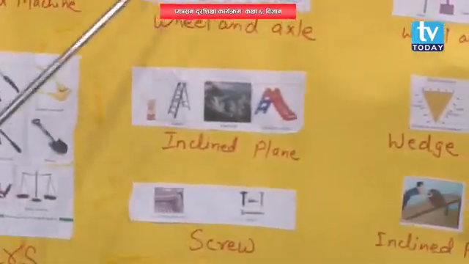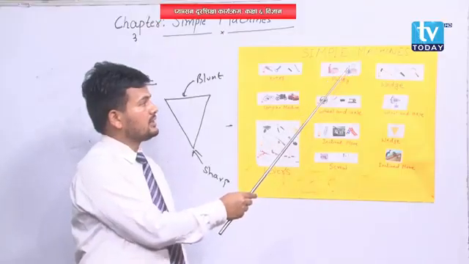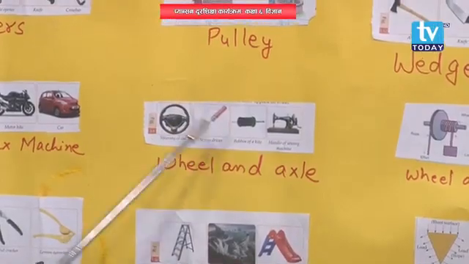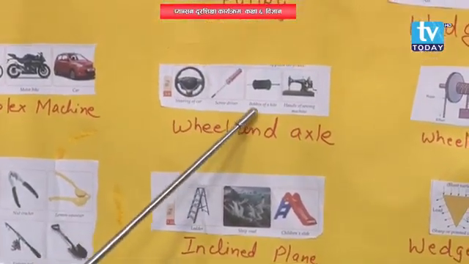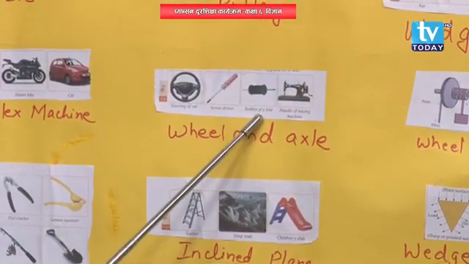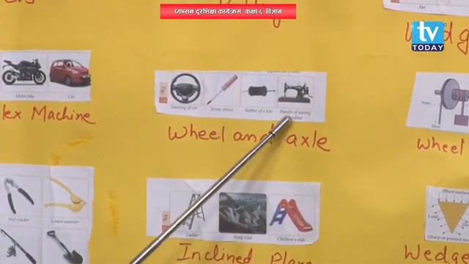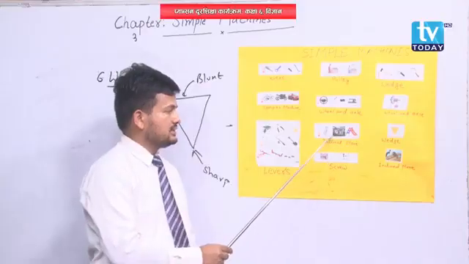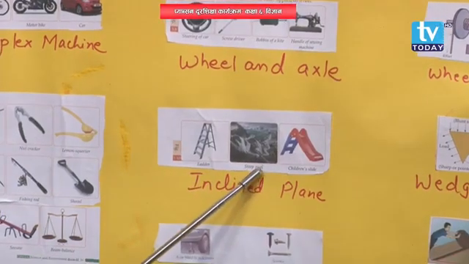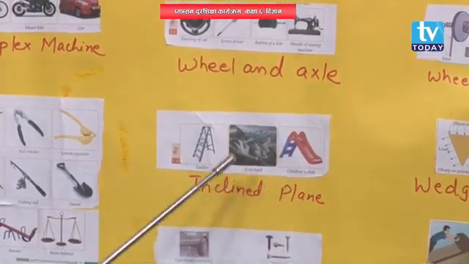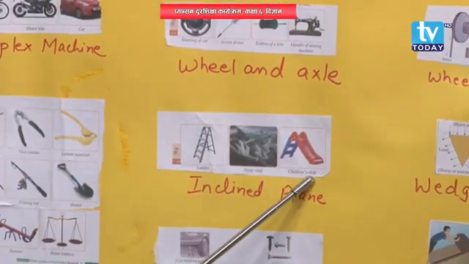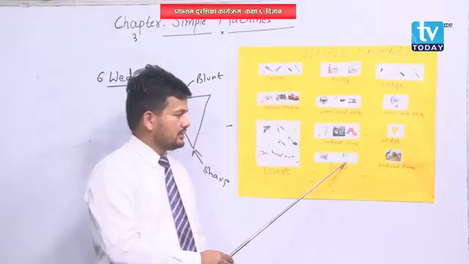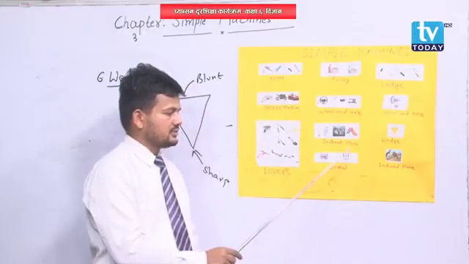Pulley: see this woman, she is drawing water from the well by using the pulley. Wheel and axle: see the steering wheel of a car, screwdriver, string roller. A string roller is used to fly a kite. Then the handle of the sewing machine. Inclined plane, I already told you: ladder, the steep road or many turnings in the mountain road. Then the slide, this is also an example of an inclined plane. Screw means the nails which can be rotated.